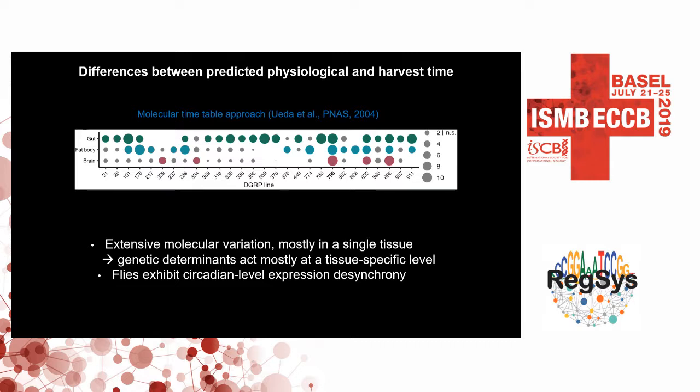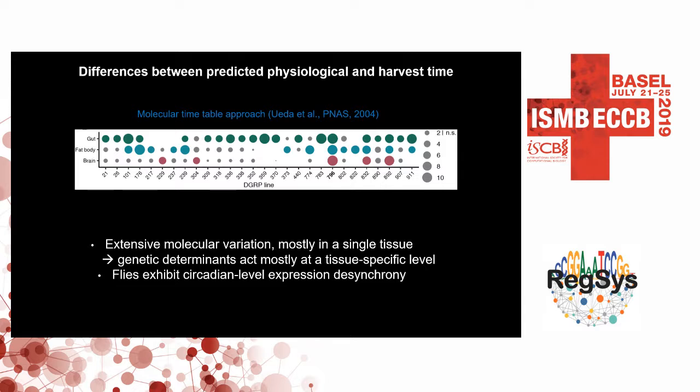striking and significant circadian gene expression variation, indicating that expression in that particular tissue, for example here in line 21 in the gut, is significantly desynchronized with the normal circadian time that you would expect based on the other genotypes. In some cases, this is quite extreme. For example, here in this line, all 3 tissues show very aberrant and highly variable circadian gene expression. But mostly, most of the variation is present only in one single tissue, indicating that the determinants act mostly at a tissue-specific level.